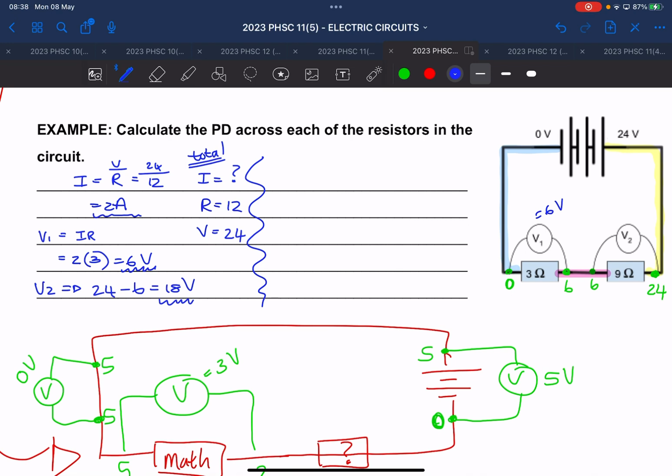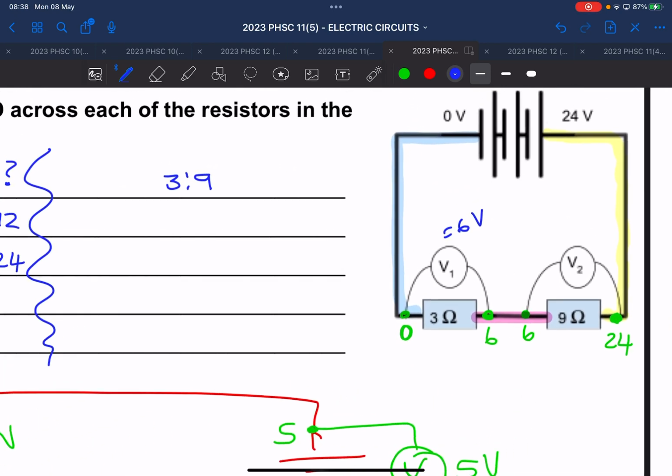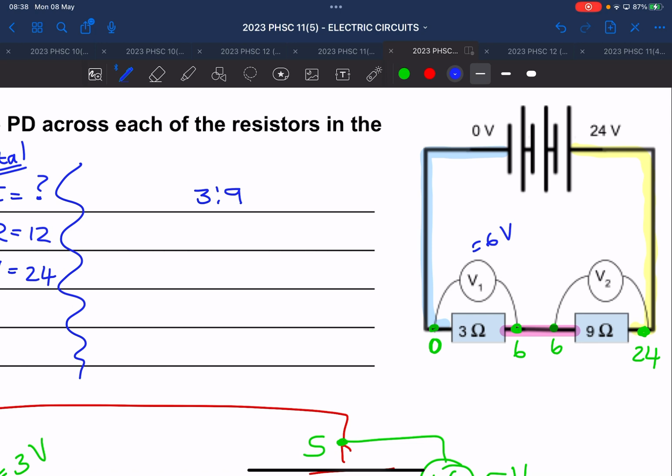Okay, then there's another way to do it. The other way is ratios. All right? What do you do with ratios? You look at your resistors. I have a 3 ohm resistor and a 9 ohm resistor. So you write for yourself 3 and 9. Together, they give us 12. Okay, so we have 3 over 12 and we have 9 over 12.